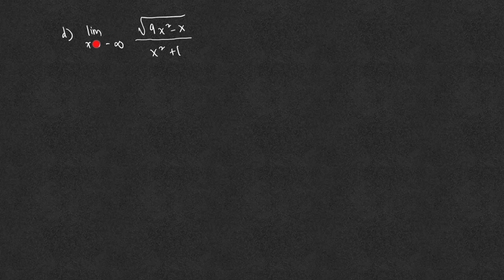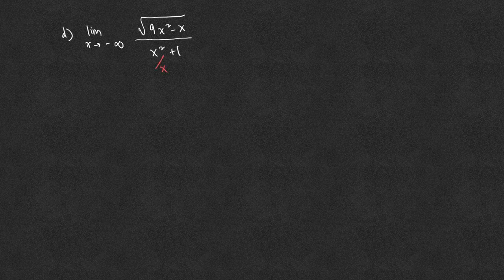The limit as x goes to negative infinity of the square root of 9x squared minus x, over x squared plus 1. This time, x is approaching a very large arbitrary negative number. This is not a rational function, but we can still employ the tricks when finding the limit as x goes to infinity or negative infinity.